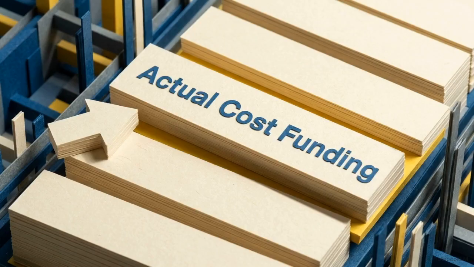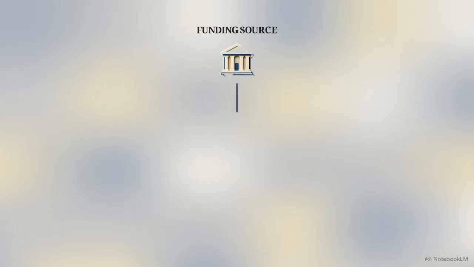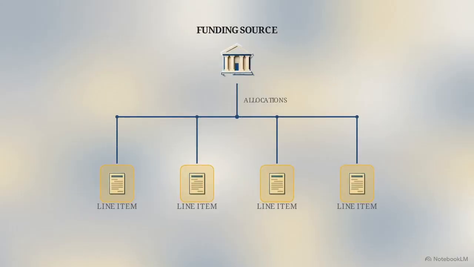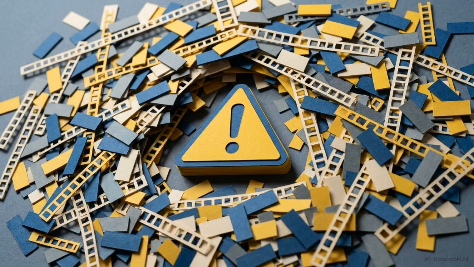Once you master the matrix format, you can access specific tools, like the actual cost funding report, which connects overarching funding source allocations straight down to individual invoice line items. This creates highly accurate compliance tracking. However, it generates way too much granular noise for a quick executive health check.